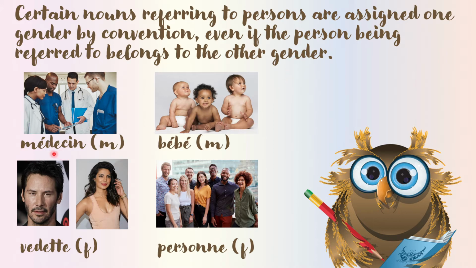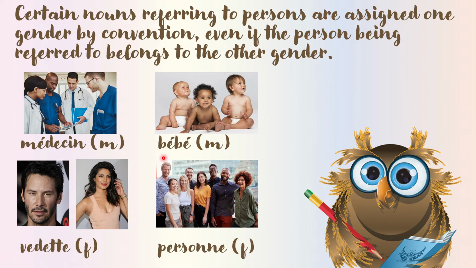For example, médecin is a doctor. Now, médecin is a masculine noun by convention. Even if you're talking about a female doctor, you will still say le médecin. Le is the definite article for masculine nouns. If you're saying the doctor for a male, it will be le médecin. If you're saying the doctor for a lady doctor, it will also be le médecin. So the word remains the same, the gender is also the same, doesn't change based on whom you're talking about.